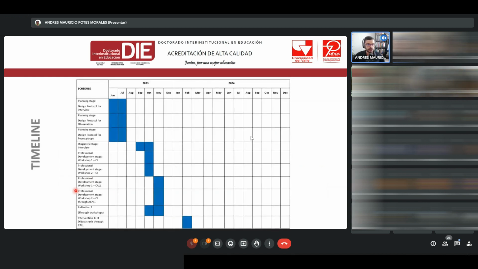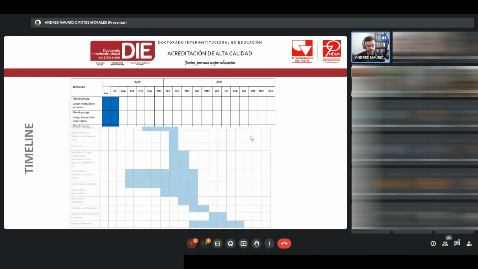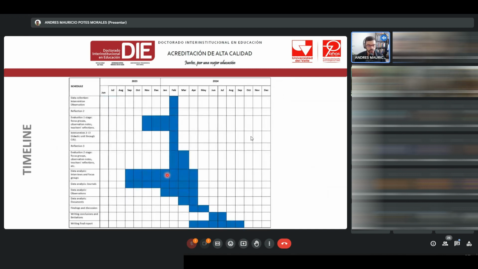And finally, we have the timeline, which entails a year from now to start applying and conducting the workshops, the interventions, the reflections, and the evaluations, interviews and focus groups, and all the analysis that it requires until 2024. Hopefully by September 2024, within a year from now, we'll be finishing these processes.